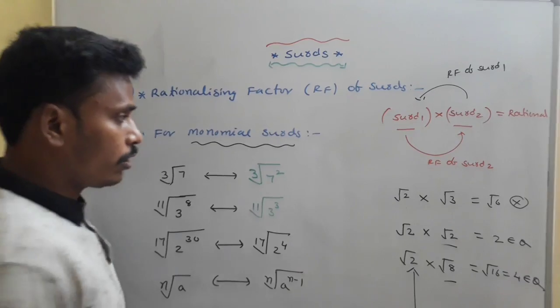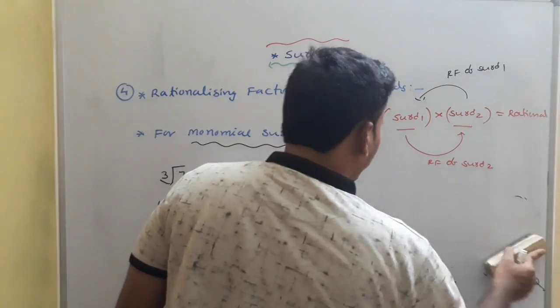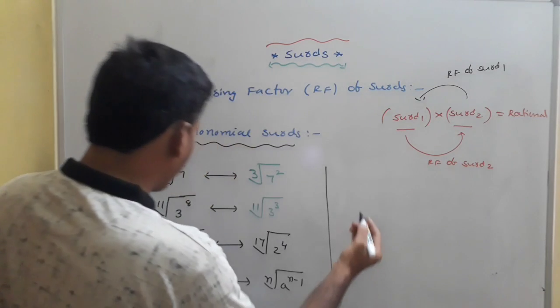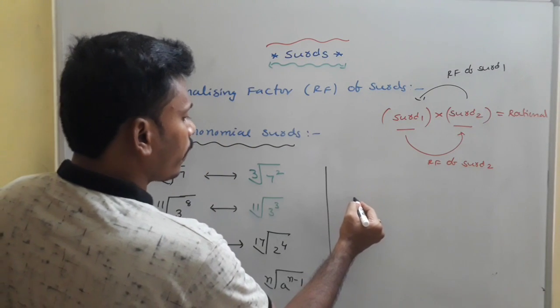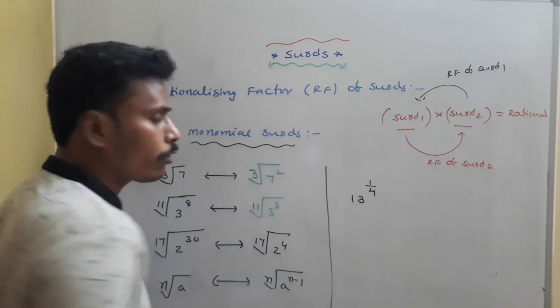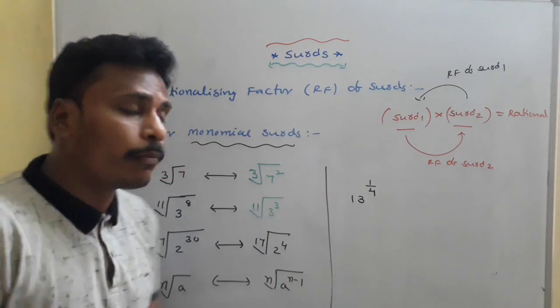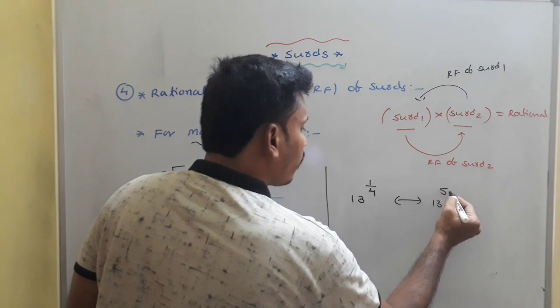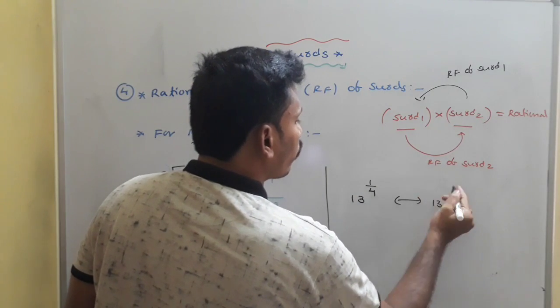You just observe this. And rationalizing factor also can be mentioned like this. For example, if you have a number of the format something like 13 to the power 1 by 4. Since it is 13 power 1 by 4, its rationalizing factor is simply nothing but 13 power 3 by 4.